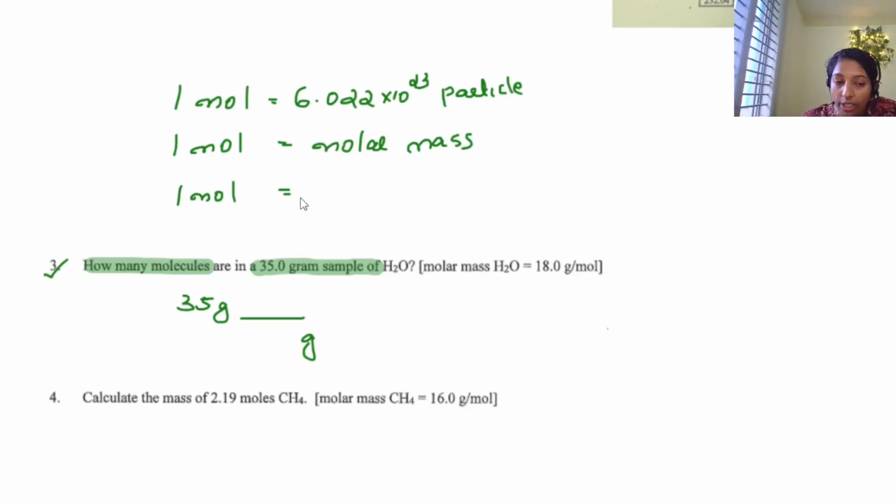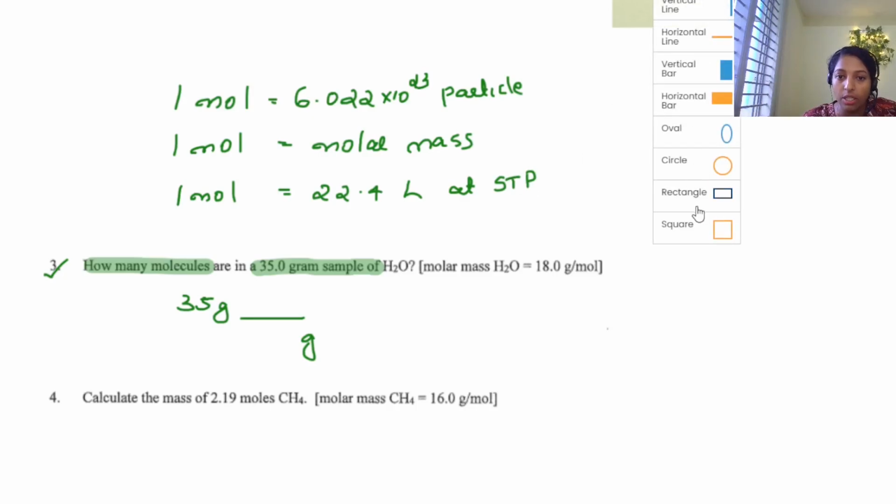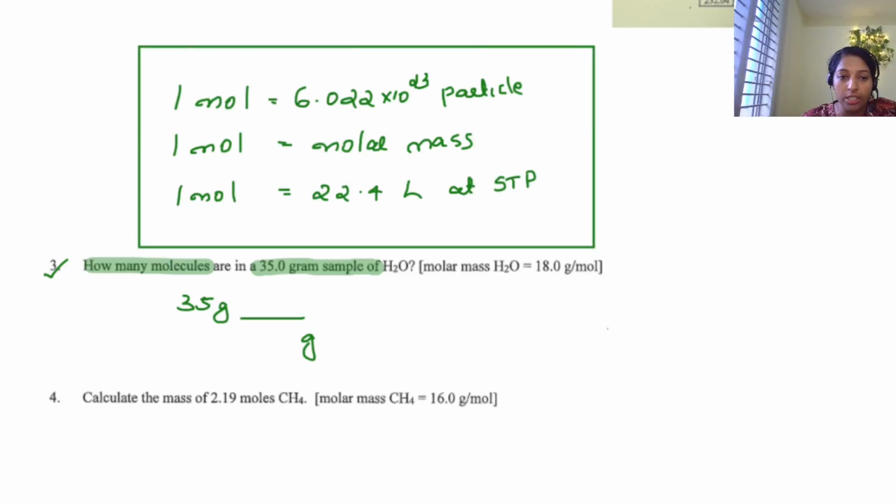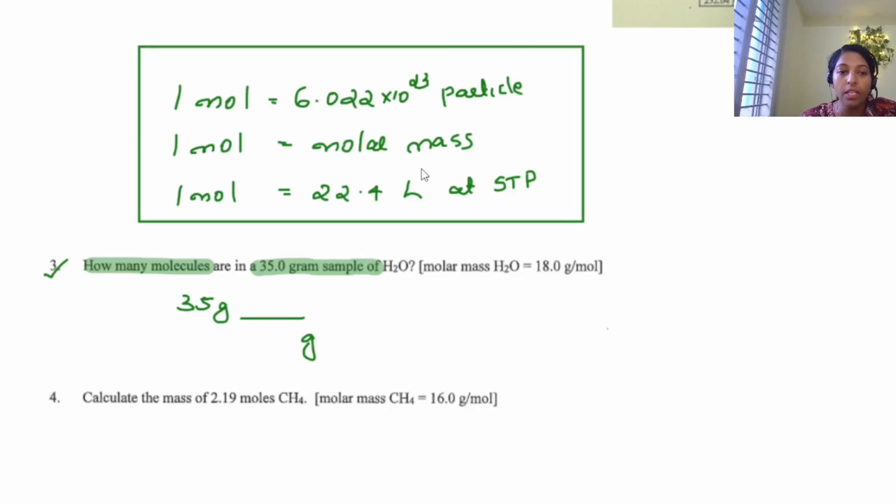If you need volume, there is a relationship: 1 mole of gas will occupy 22.4 liters of volume at STP. This you can only use at STP, so we will discuss that when we discuss gases. Anyway, these are the three relationships you can use.